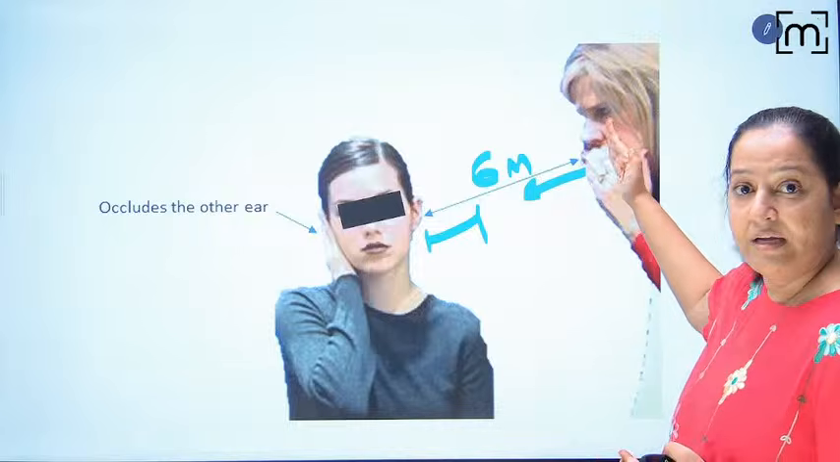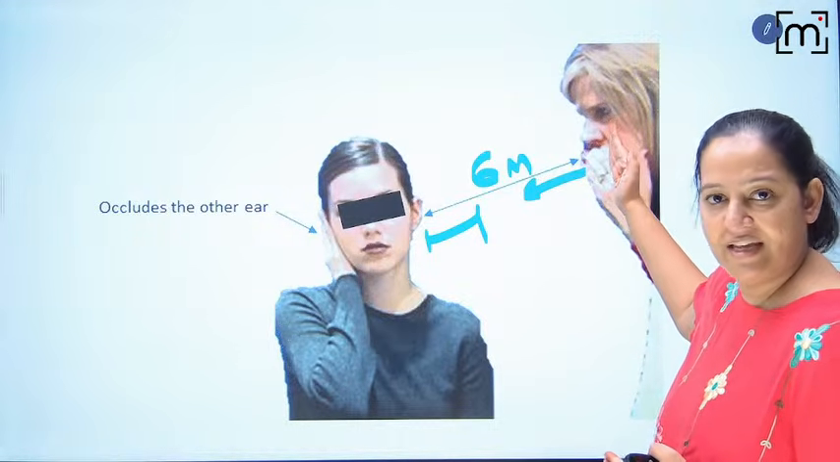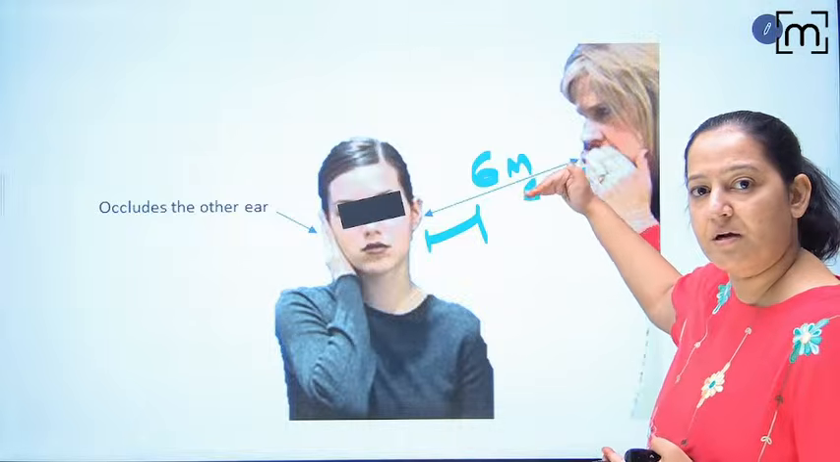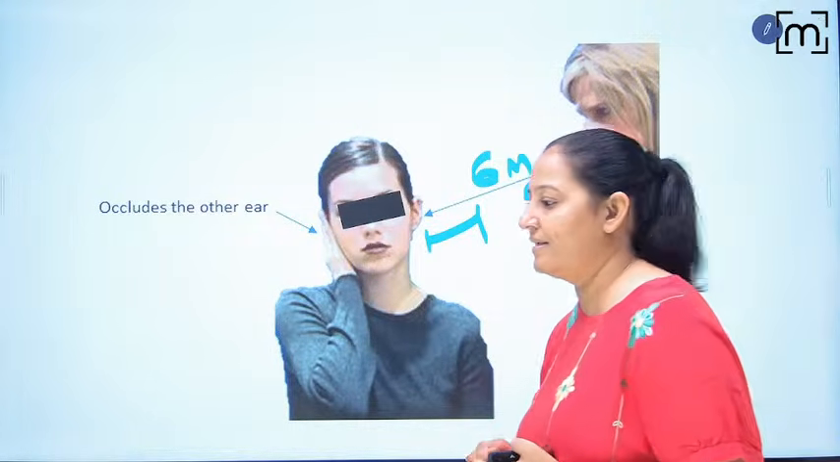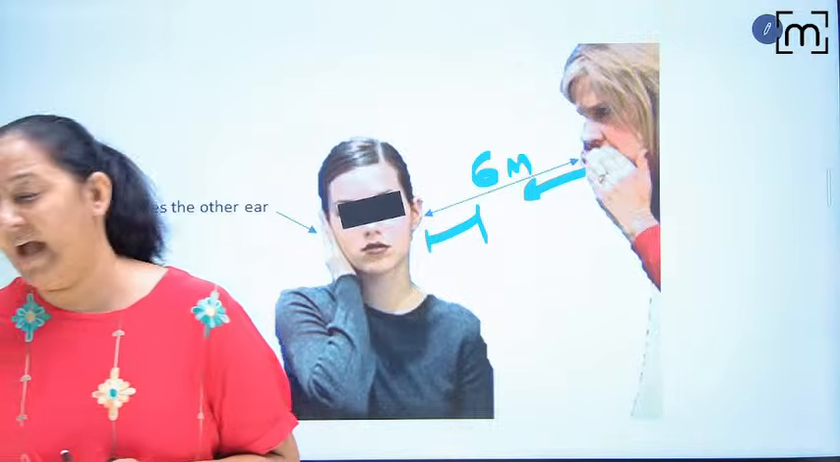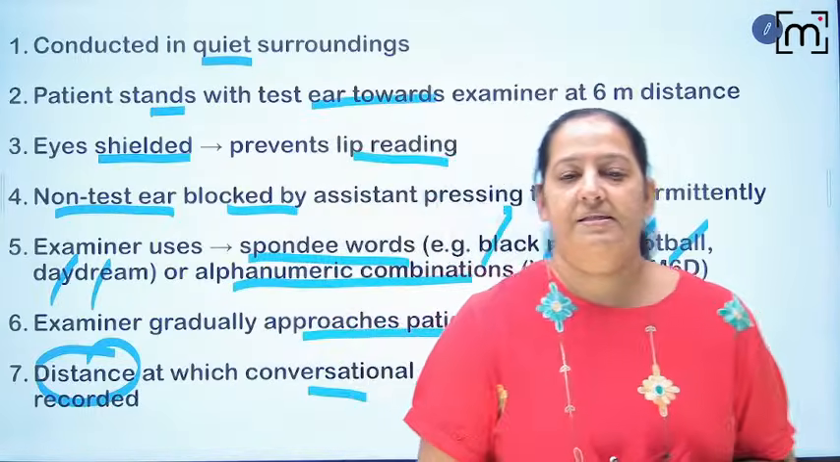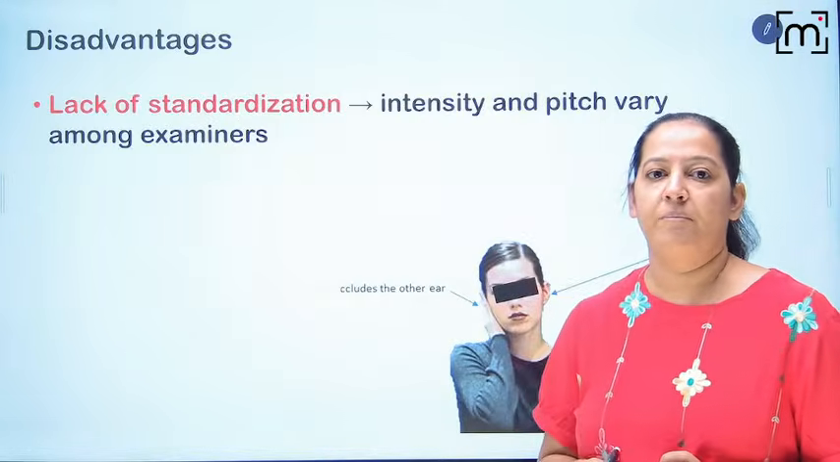Now start speaking spondee words or alphanumerical combinations. If the patient can hear, it's good. If the patient can't hear, come closer, closer, closer, and notice the distance at which the patient can hear. That is the final conclusion. Everyone got it? So this is the test. It is known as the speech test. This is how we perform the speech test.